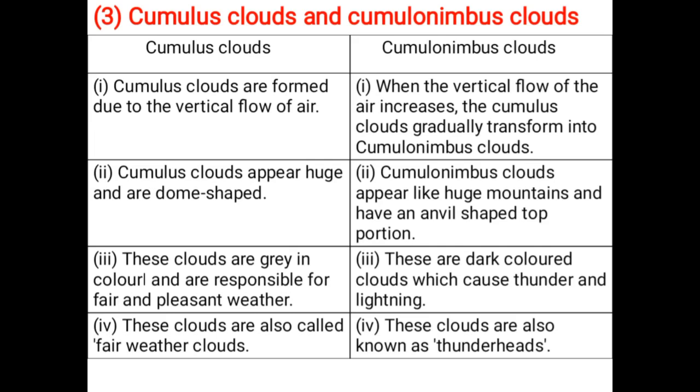Cumulus clouds and cumulonimbus clouds. Cumulus clouds are formed due to the vertical flow of air. When the vertical flow of the air increases, the cumulus clouds gradually transform into cumulonimbus clouds. Cumulus clouds appear huge and are dome-shaped. Cumulonimbus clouds appear like huge mountains and have an anvil-shaped top portion.